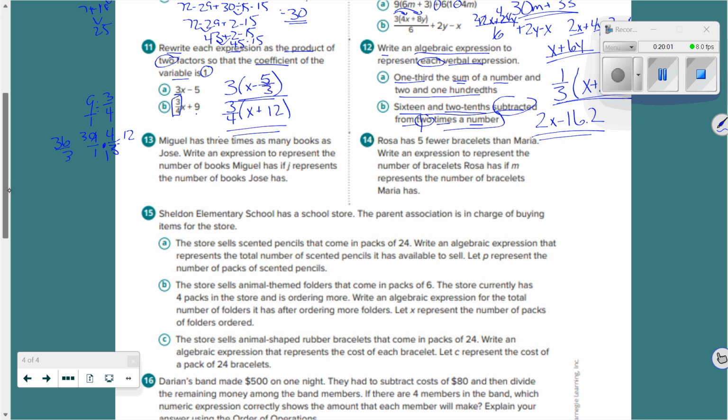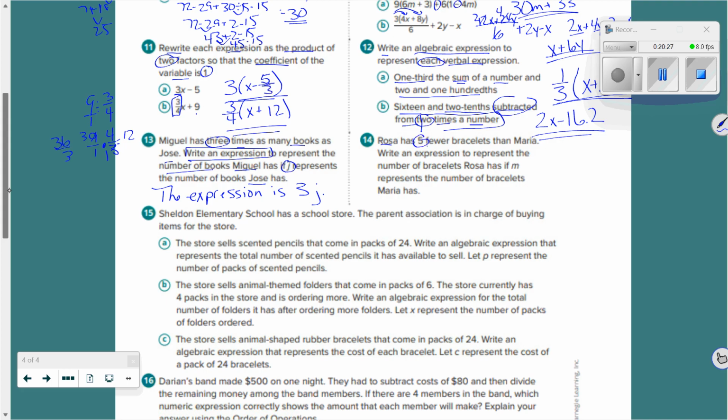Miguel has 3 times as many books as Jose. Write an expression to represent the number of books Miguel has, where J represents the number that Jose has. Well, if J is Jose's, Miguel has 3 times that. So the expression is 3J, multiplying the J by 3.